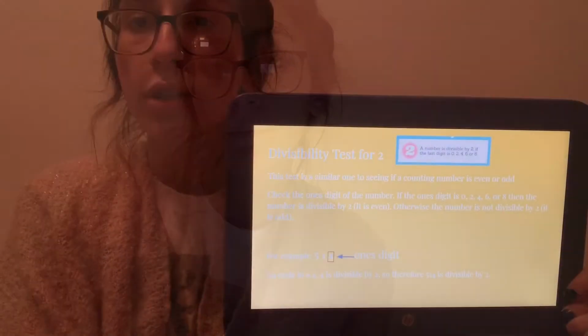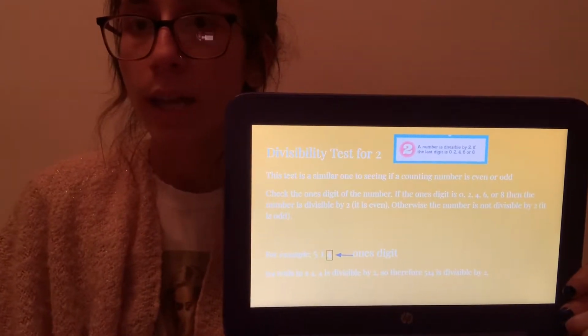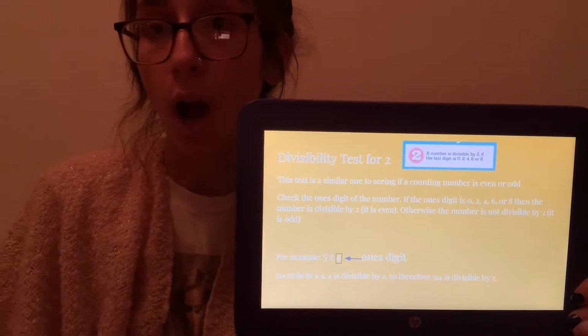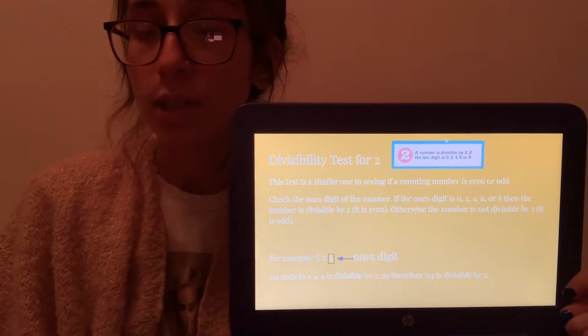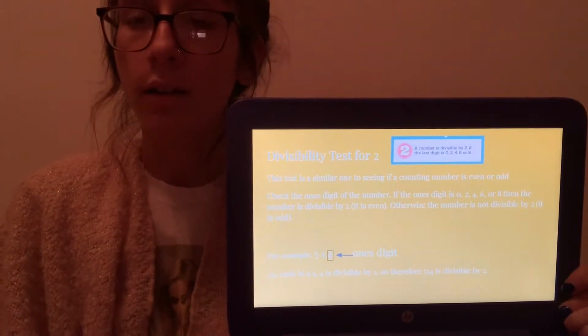So what is a divisibility test? A divisibility test is a method for checking and or testing to see if a counting number is divisible by another counting number without actually carrying out the division. So the divisibility test for number 2 is very similar to seeing if a number is even or odd. All you have to do is check the ones digit place to see if the number is even or odd.